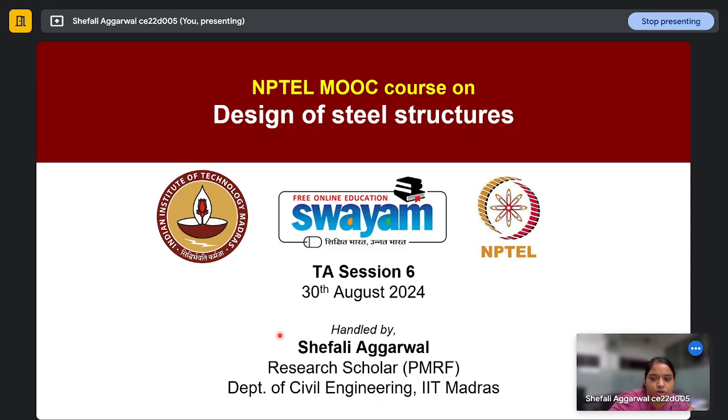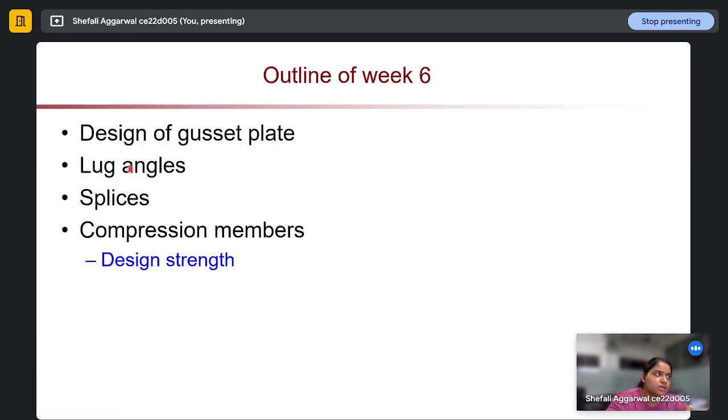I'm a research scholar at IIT Madras, and today we will have our 68th session on the topic of design of steel structure. In the sixth week, you might have studied the design of gusset plate. In the previous week, we saw what a gusset plate is. Here we will see how to design a gusset plate, and then we might have studied what lug angles, splices, and the definition of compression members are. We were studying tension members till the previous week, so this week we will start with the compression member.